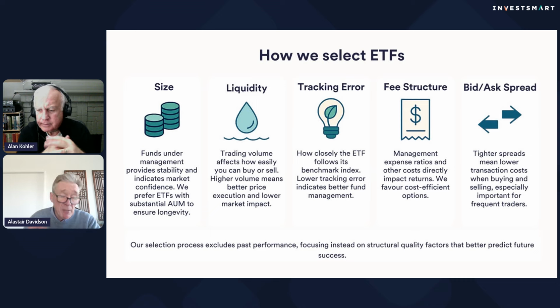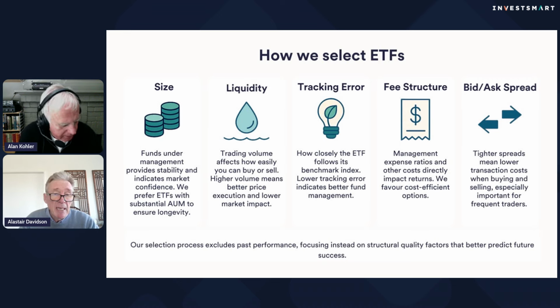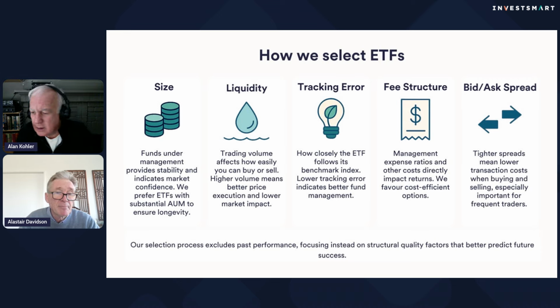So those are the 5 factors. We weight them differently, but typically we go for the fee structures and tracking error and the bid-offer spread. Those are the main ones, and it's tracking over a longer period. So I think, Alan, if we want to move on to the next one, unless there was a question that was coming up.